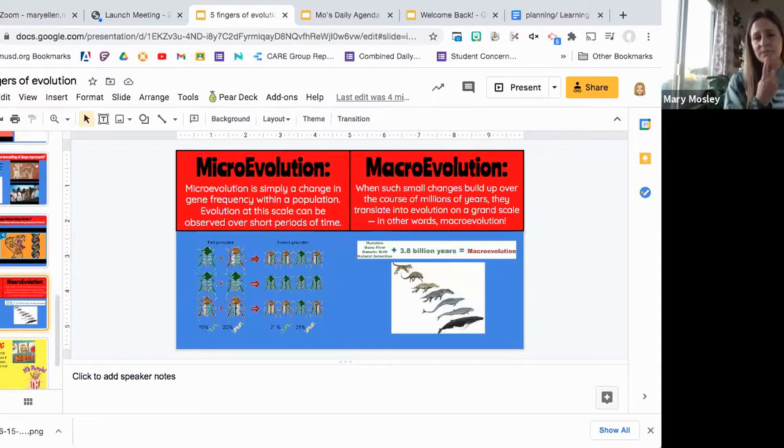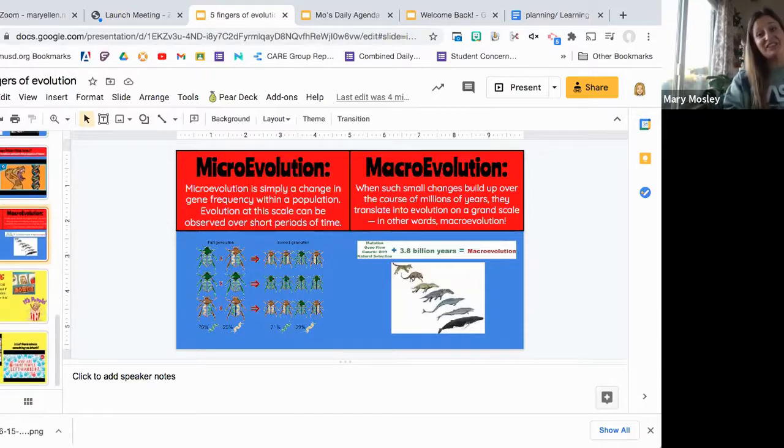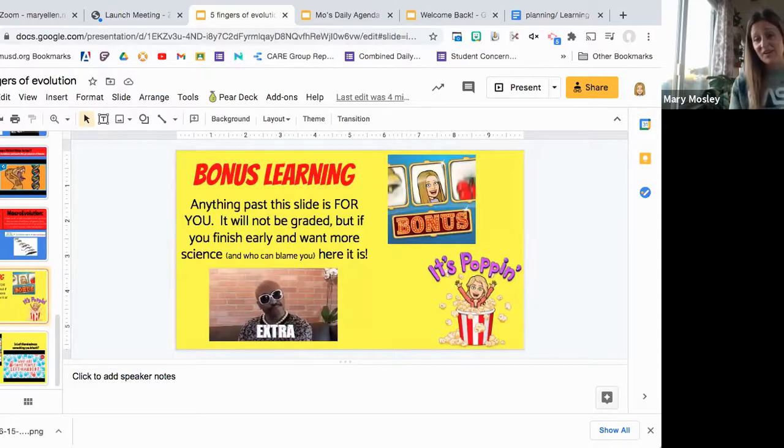We have a quick misconception slide just to really make sure that they understood what we talked about today. And then these are always fun. So at the end of all of our lessons, there's always bonus learning. And so bonus learning is just that. We don't grade it. There's no questions really attached.